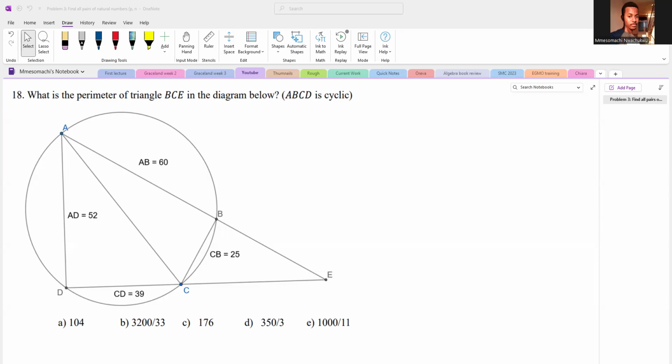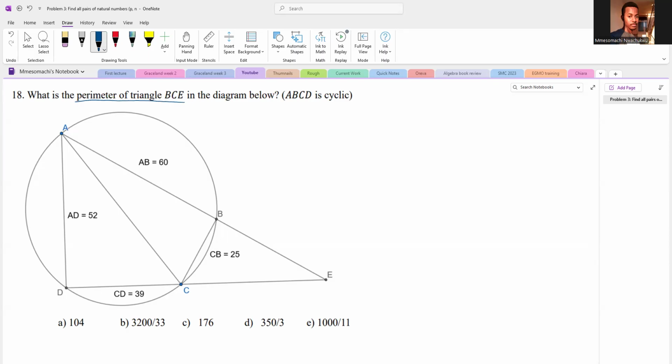Okay, so let's go straight to the problem. It says, what is the perimeter of triangle BCE in the diagram below? We're given the condition that ABCD is cyclic. Recall, we're looking for the perimeter of this triangle. In a way, this makes our job easier, and I'm going to show you a trick to solve this question quickly.